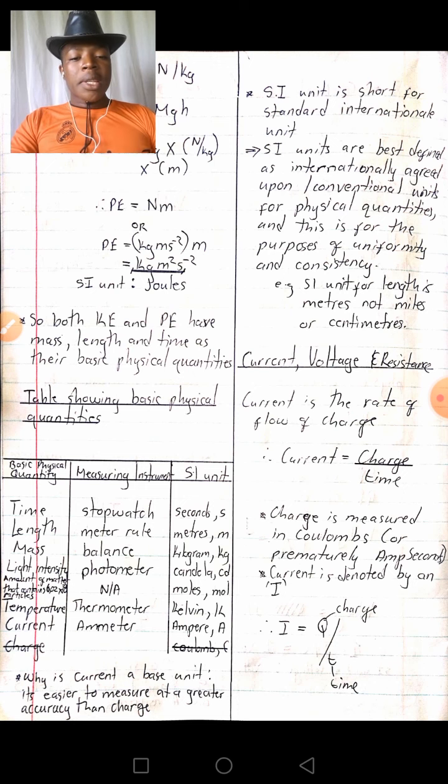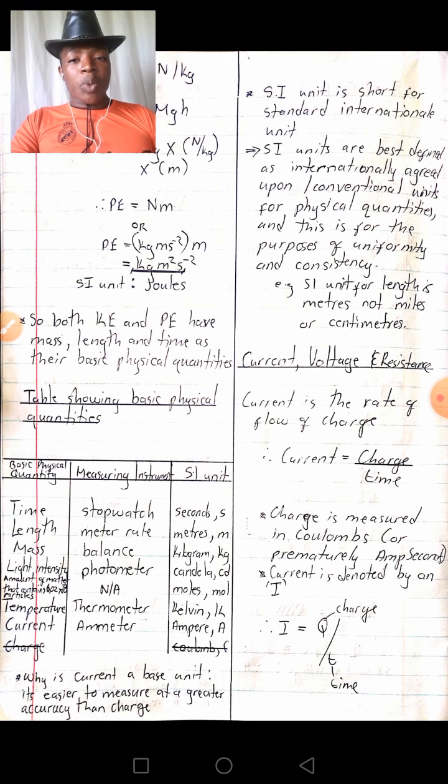Current, voltage, and resistance. Current is the rate of flow of charge. Therefore, current is equal to charge over time. Charge is measured in coulombs or ampere seconds. Current is denoted by a capital letter I.